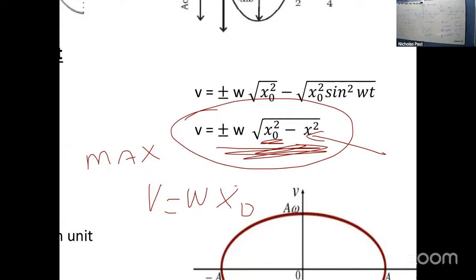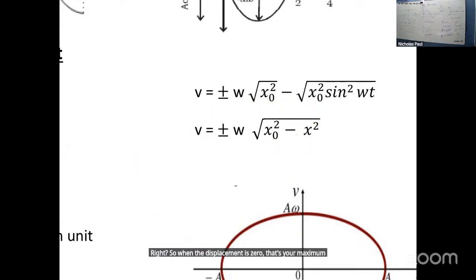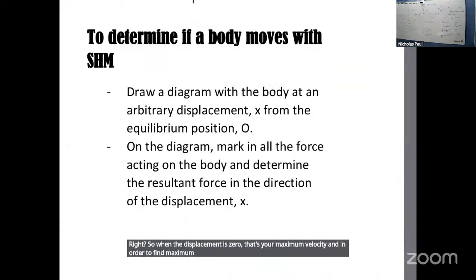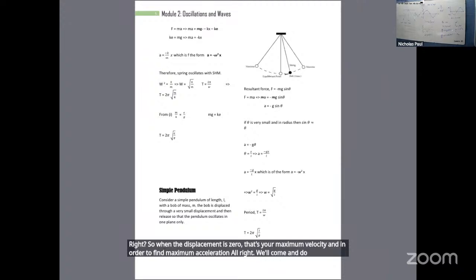So x is equal to 0. So yes, when x is 0, that formula turns into maximum velocity. Right? So when the displacement is 0, that's the maximum velocity, and we'll get to find maximum acceleration. All right. We'll come and do these small examples just now.